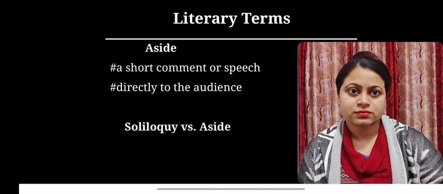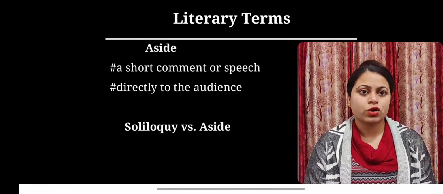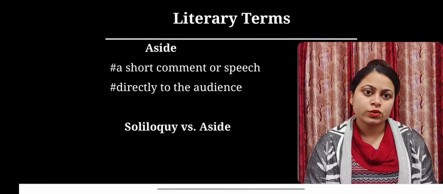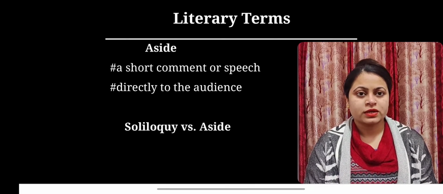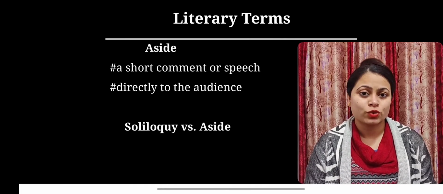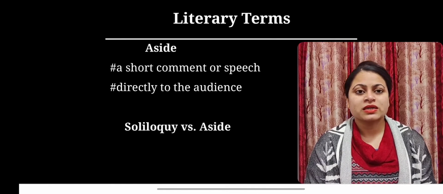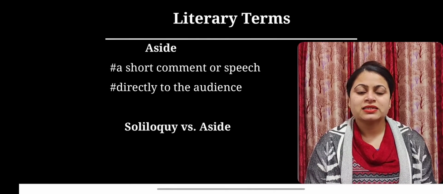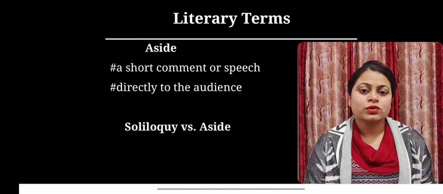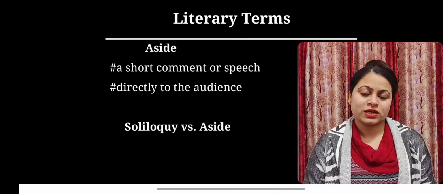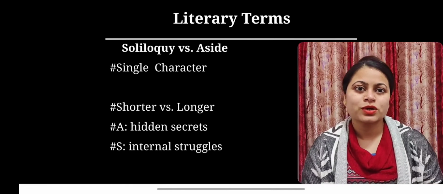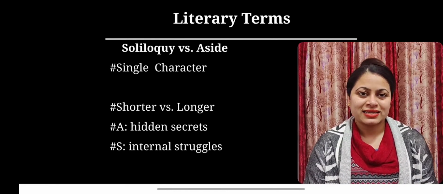Next is aside. Aside is a short comment or speech that a character delivers directly to the audience or to himself, and the other characters on stage appear but they don't hear it. So in this way this is aside, and in aside the audience come to know what the character has said to them. It is only known to the audience.